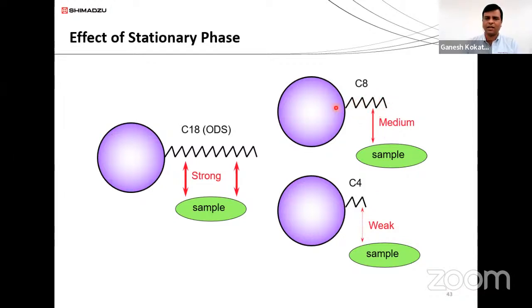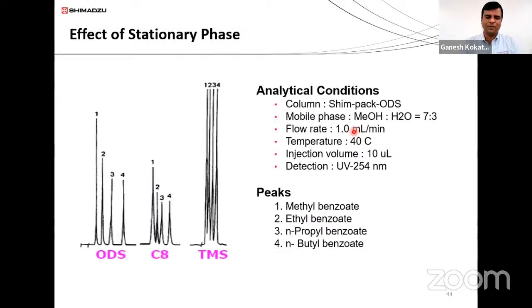But yeah, each and every column chemistry has its own applications. It's not that all column chemistry happens only with ODS. Some samples which are highly polar are also separated using a C8 column. Okay, so I just covered the impact of the mobile phase. Now, the impact of the stationary phase.